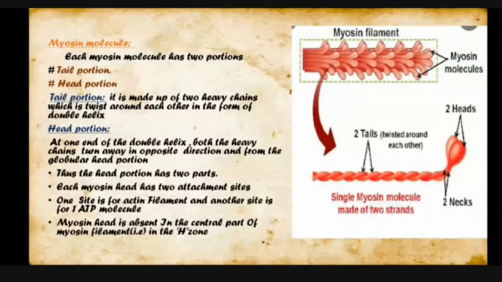Thus, the head portion has two parts. Each myosin head has two attachment sites. One site is for the actin filament and another site is for ATP molecules. The myosin head is absent in the central part of the myosin filament, that is, in the H zone.